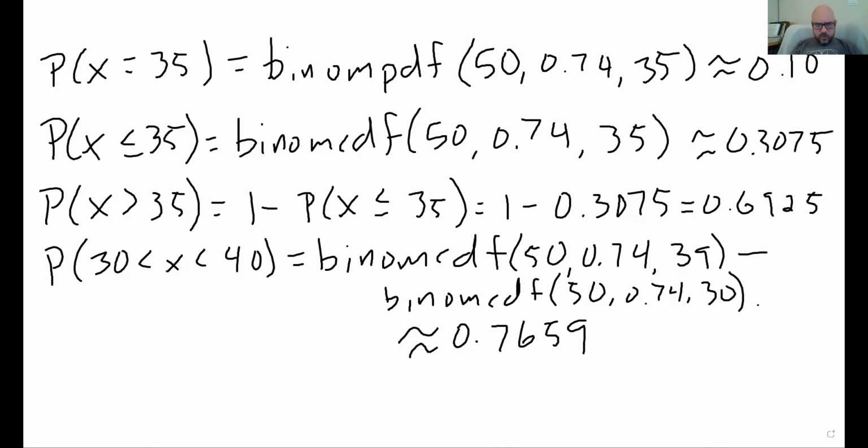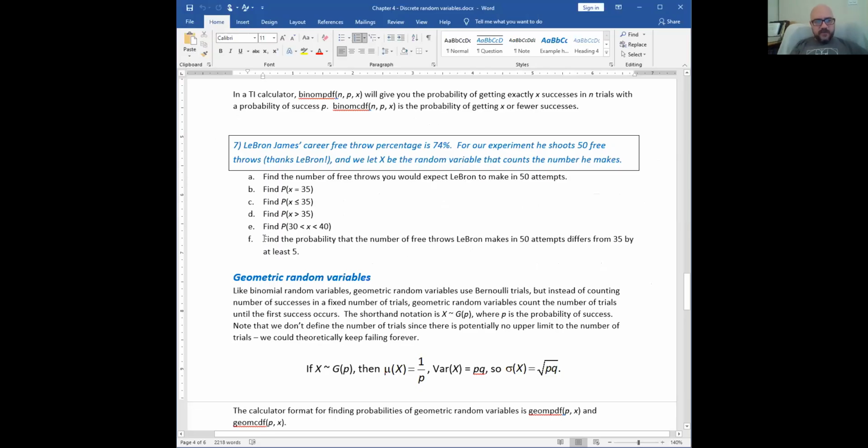So let's go look at this. Now, in F, I have specifically worded this in a confusing manner because this is a very specific confusing manner that problems in statistics are often worded in. So I want to find the probability that the number of free throws he makes in 50 attempts differs from 35 by at least 5. So in other words, by 5 or more.